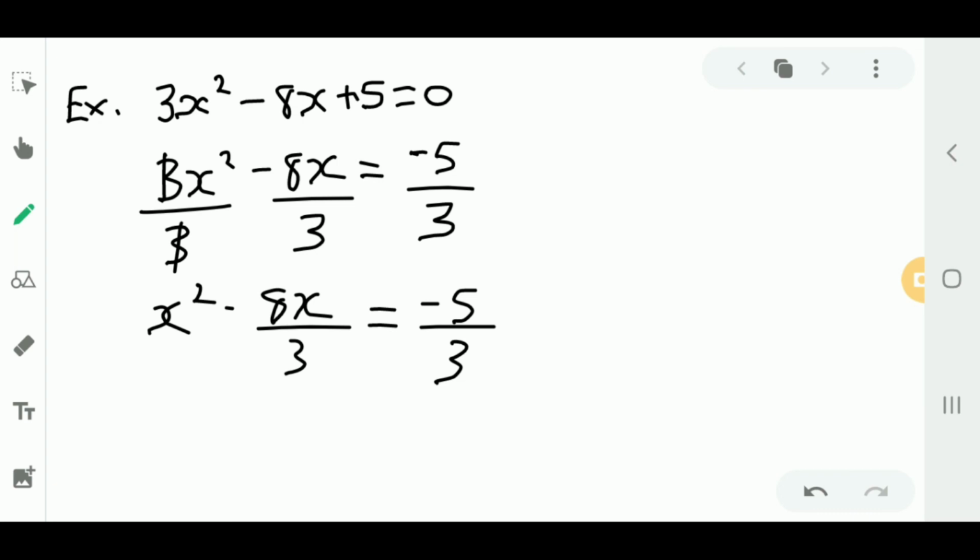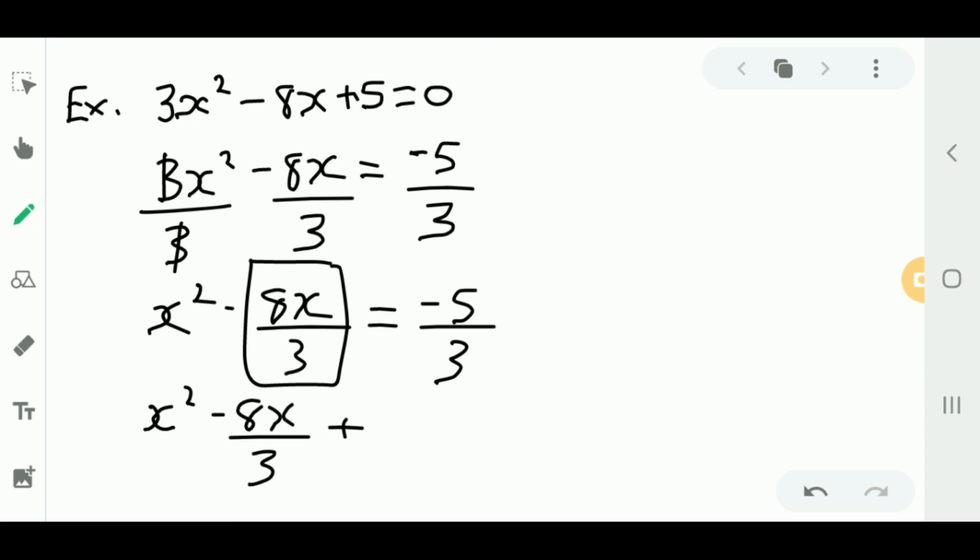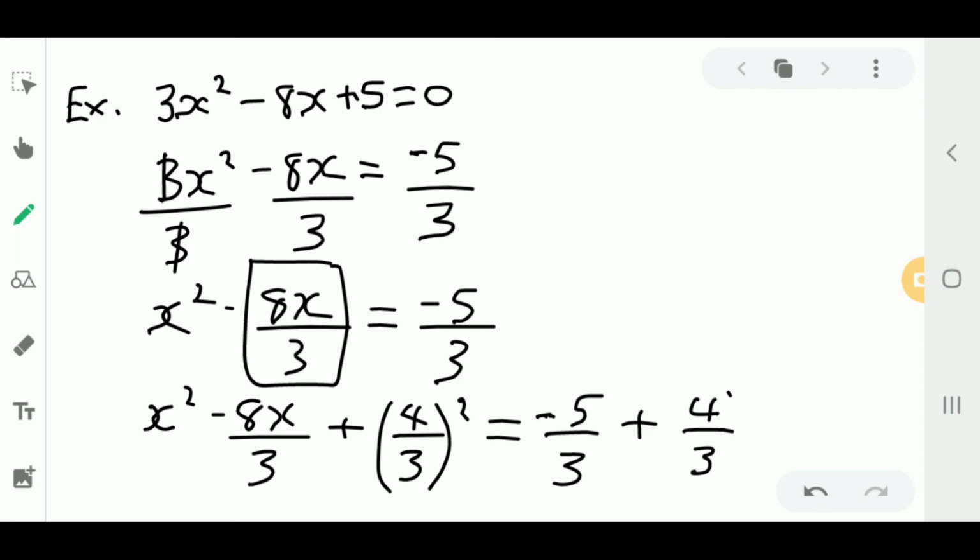Then we find half of the b term. In this case, it is 8 over 3. Half of that is 4 over 3. And we're adding the square of that on both sides. So we have x squared minus 8x over 3 plus 4 over 3 squared is equal to minus 5 over 3 plus 4 over 3 squared.